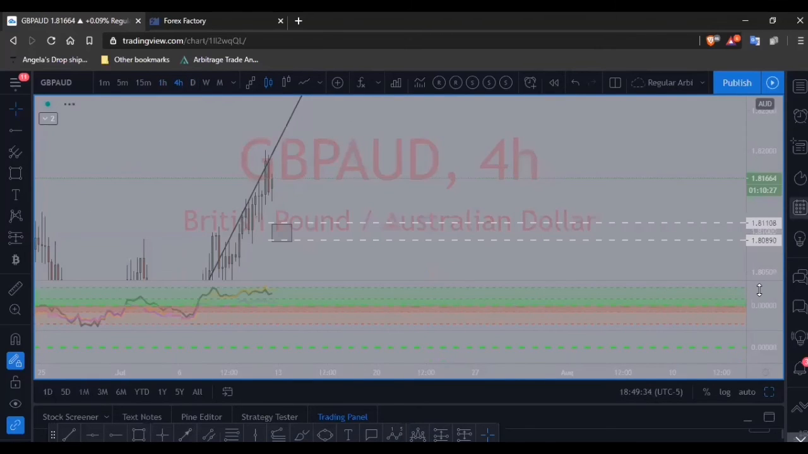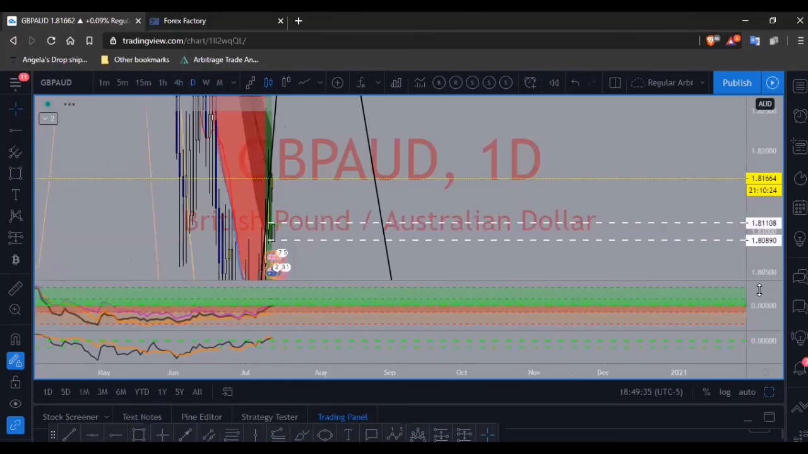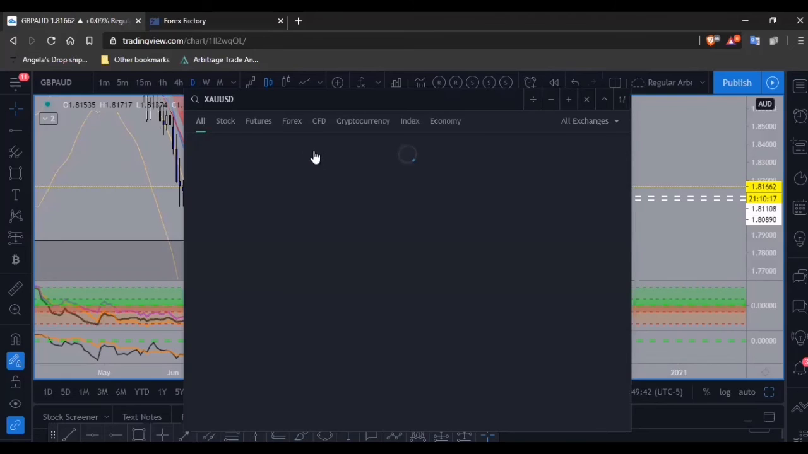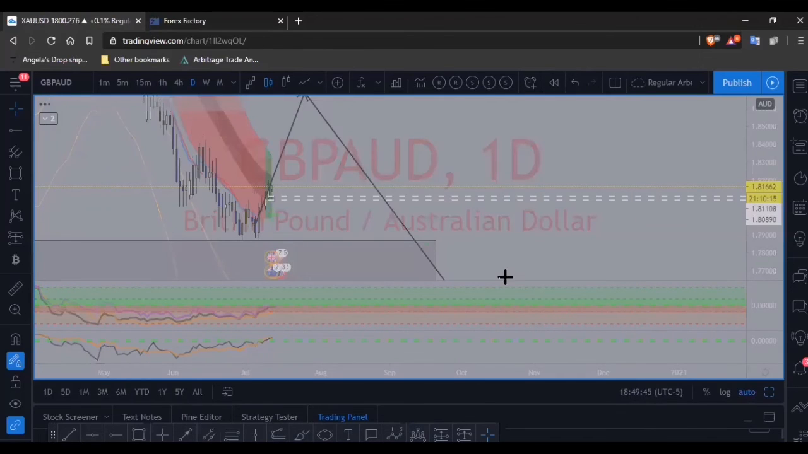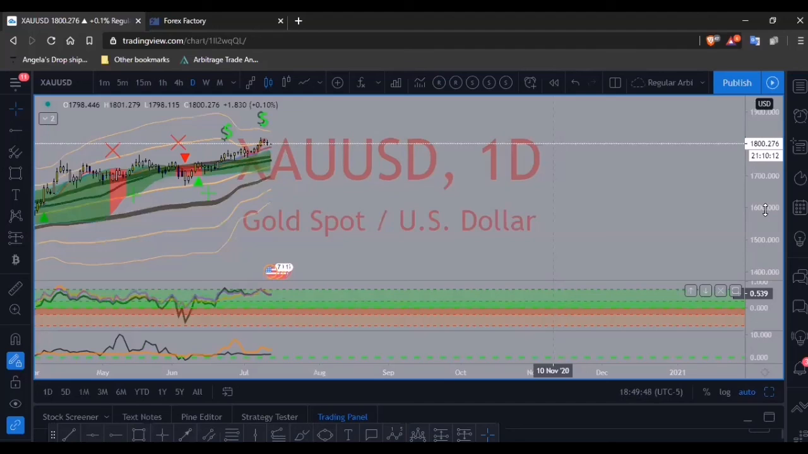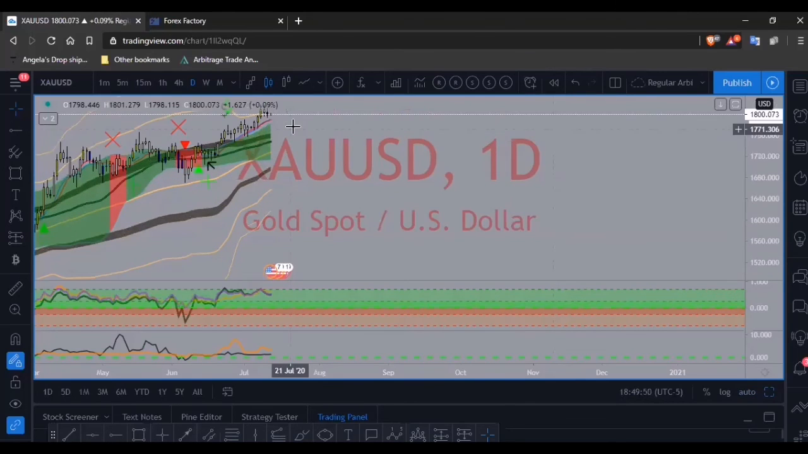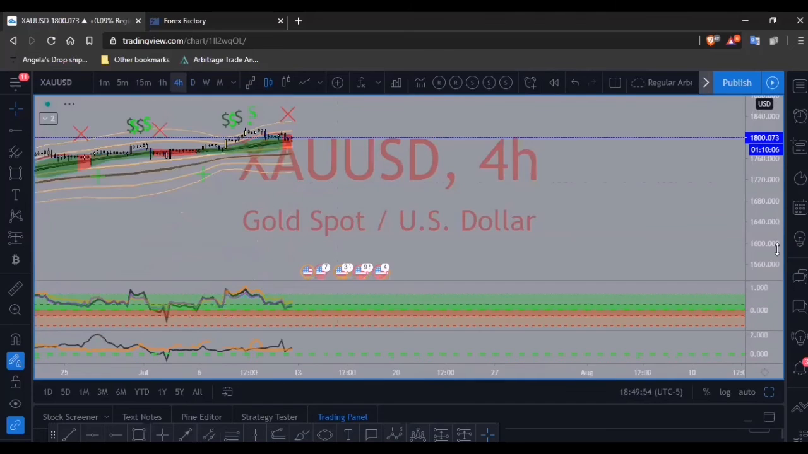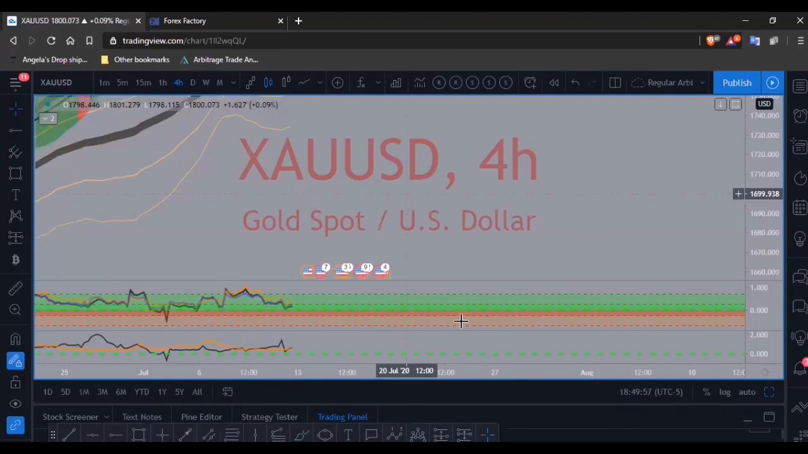I'll go ahead and take a look at gold. Oh yeah, let me definitely look at gold actually. So gold's back at 1800. Doesn't surprise me one bit. Let's see what's good on the 4 hour time frame.